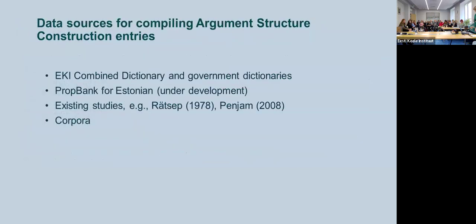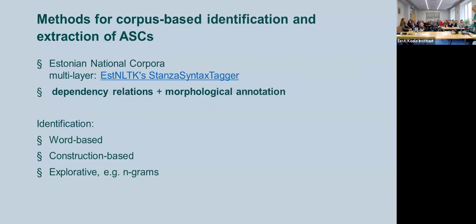We need, of course, corpora first, but as you see now, probably we are going to build this Estonian constructicon based on lexicographic data first. So our first step will be to restructure our lexicographic database to find all this grammatical information there and try to reorganize it. But as a further step, if we will be dealing with constructions which are not yet described in our lexicographic resource, then of course we will try to use, for example, the PropBank for Estonian and analyze all possible existing studies on Estonian.